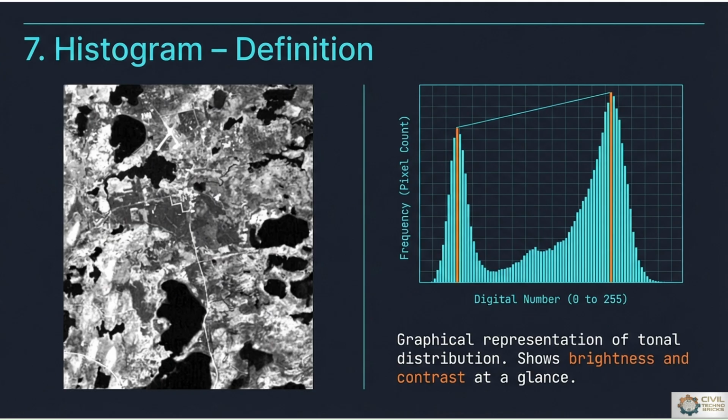Histogram. In remote sensing, a histogram is a graphical representation of pixel brightness distribution in an image, showing how digital values are spread across the dataset. The x-axis represents digital numbers, that is DN 0 to 255, while the y-axis represents the frequency, or number of pixels, for each brightness level. Histograms help quickly identify image brightness, contrast, and tonal variation, improving interpretation of satellite and aerial imagery.